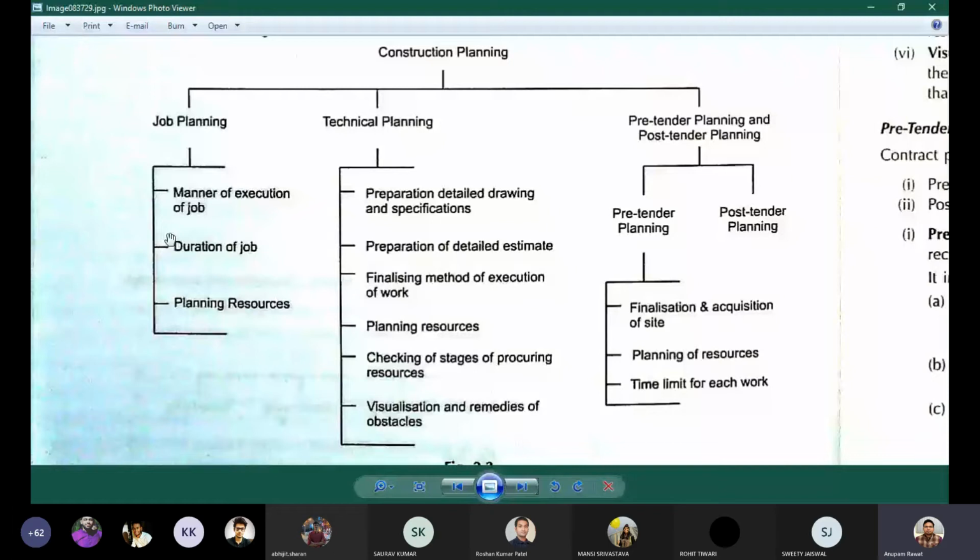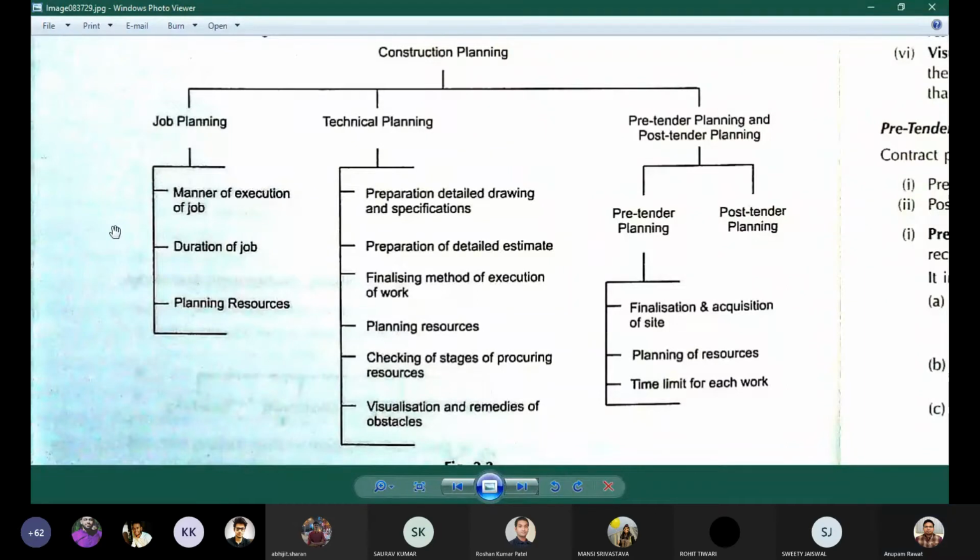Also visualization and remedies of the obstacles. In the technical planning stage, we have to visualize and prepare the remedies for those obstacles which may come in the future course of action whenever we start the construction. There will be certain difficulties that can come, so we have to visualize those obstacles and prepare their remedies.